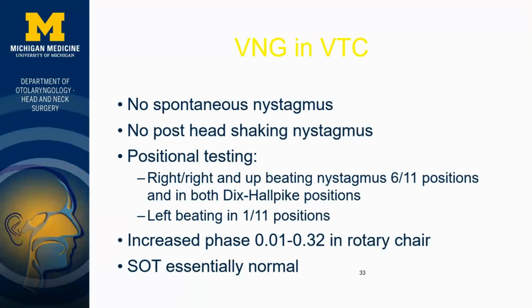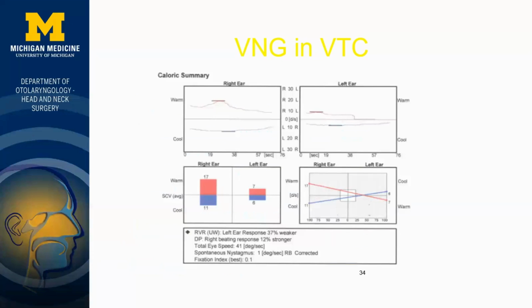So our VNG: no spontaneous nystagmus, no post-head shaking nystagmus, but there was right or right and up beating nystagmus in 6 of 11 positions and in both Dix-Hallpike positions. And then there was increased phase in rotary chair, which tells us something is going on with the system.